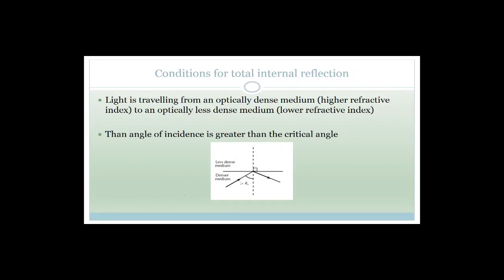There are conditions for total internal reflection. The light has to be traveling from a more optically dense medium, which has a higher refractive index, to one of a lower optical density or a lower refractive index. And the angle of incidence must be greater than the critical angle. Then you have total internal reflection.